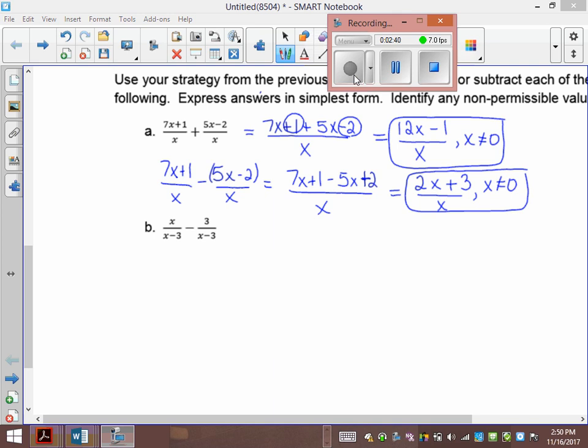Now B has common denominators of x minus 3. We're going to have to do a whole bunch of, the denominator's not the same, we have to make common denominators first, and then you still have to remember to subtract everything behind it. There's just more steps.